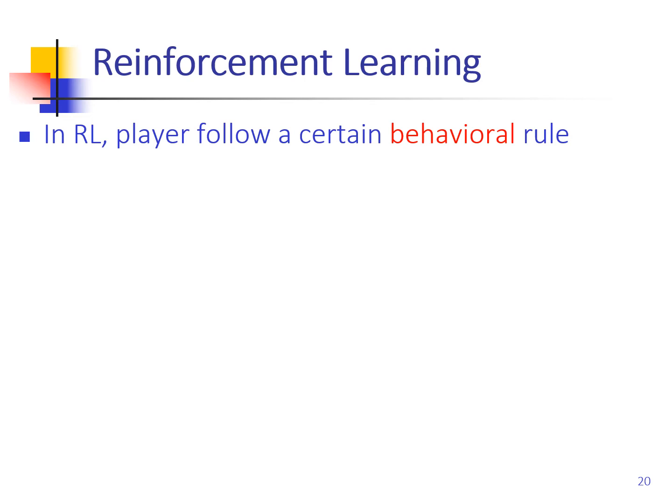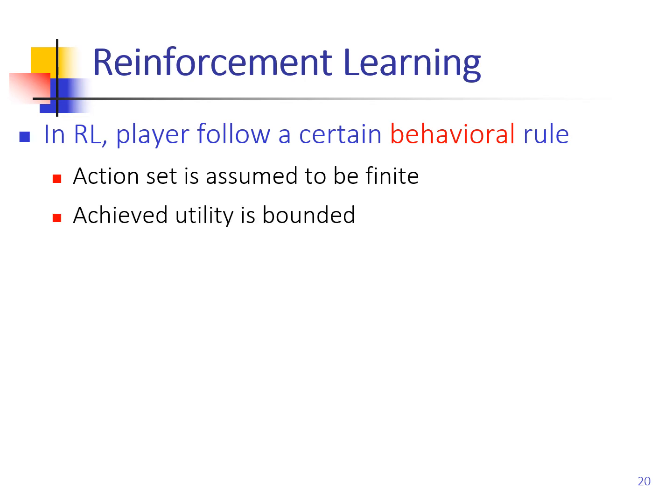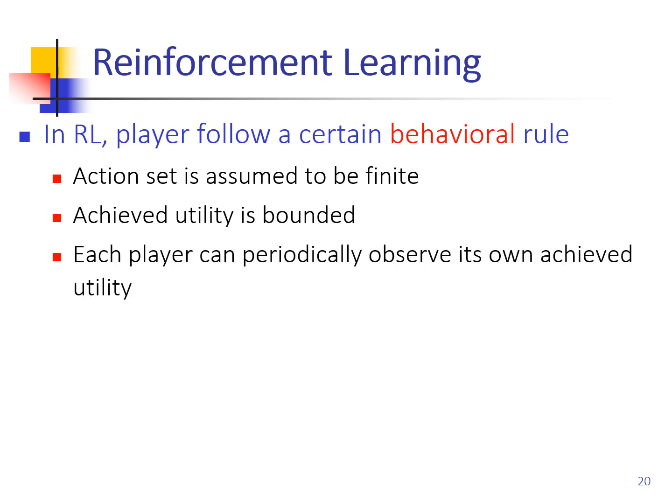So what do we have? In reinforcement learning, players will follow a certain behavioral law. We will use this terminology very much because this is one of the important aspects of the learning. So the action set is assumed to be finite. This is one of the assumptions in this type of learning approach. The utility is bounded, and every player will periodically observe its own achieved utility.